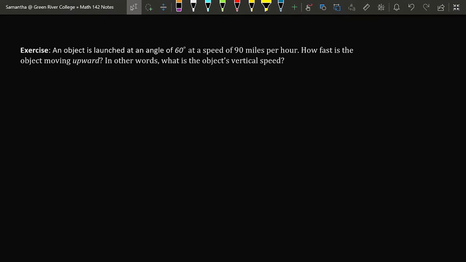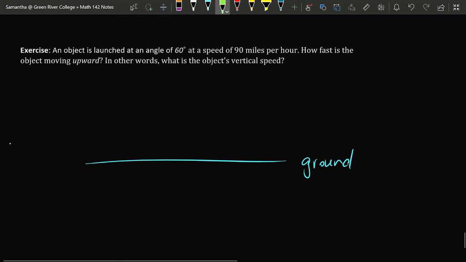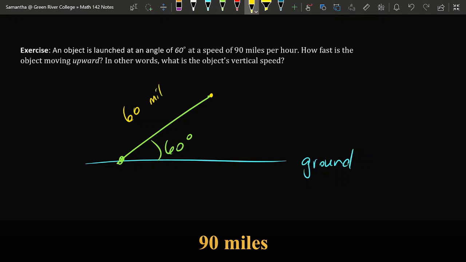So we have an object which is being launched at an angle of 60 degrees. So if here is the ground, we have an object that is being launched at an angle of 60 degrees. We're told that the speed of this launched object is 90 miles per hour. So, hypothetically, if this object was allowed to continue traveling at this speed along this trajectory for an entire hour, it would go 90 miles.